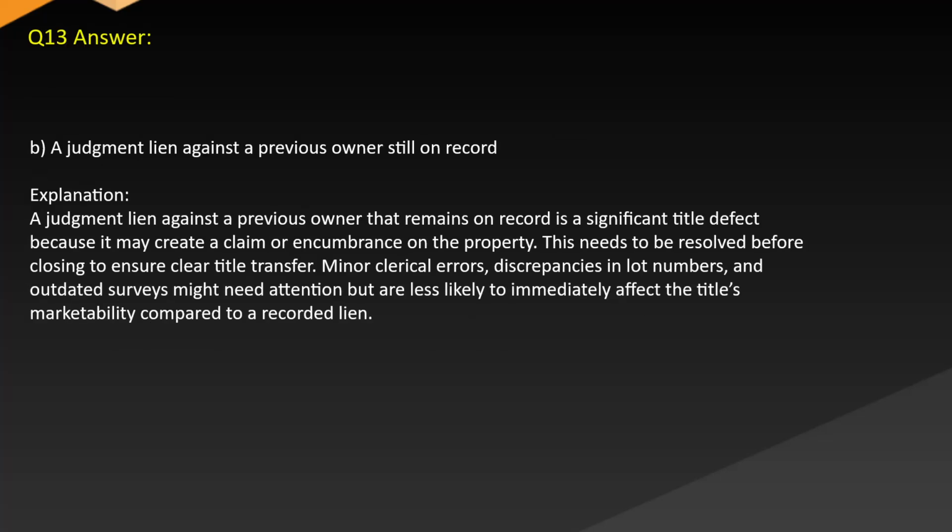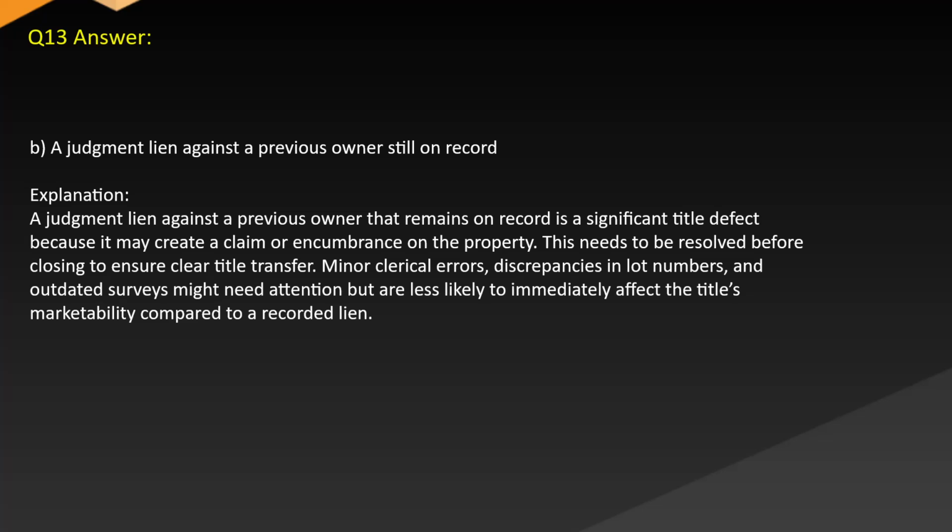Answer: B. A judgment lien against a previous owner still on record. Explanation: a judgment lien against a previous owner that remains on record is a significant title defect because it may create a claim or encumbrance on the property. This needs to be resolved before closing to ensure clear title transfer.